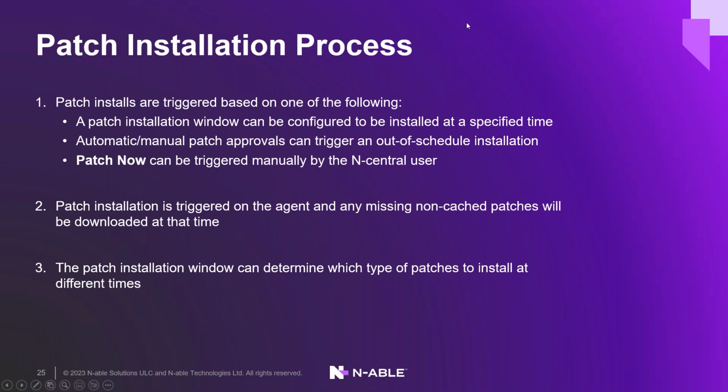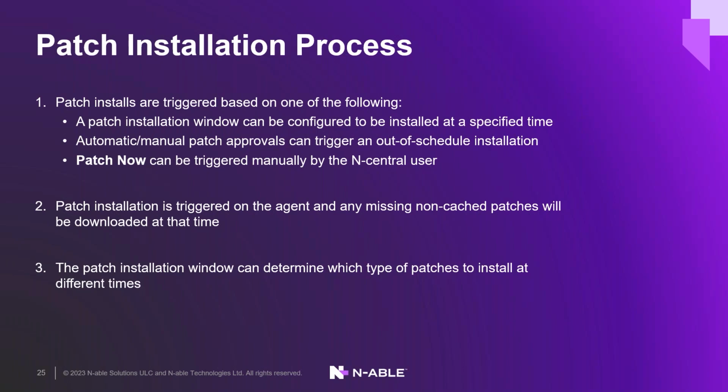Now, patch installation process. Patch installs are triggered based on one of the following. Number 1, a patch installation can be configured to be installed at a specified time. So you're going to set up a schedule at 2 p.m. to be installed. Automatic and manual patch approvals can trigger an out of schedule installation, and I'll show you that as we go through. Patch now can be triggered manually by the N-Central user. Okay, so you have to be an N-Central user first of all, and you have to have the necessary permissions to be able to use patch management. But I'll show you those two options in N-Central in just a moment.